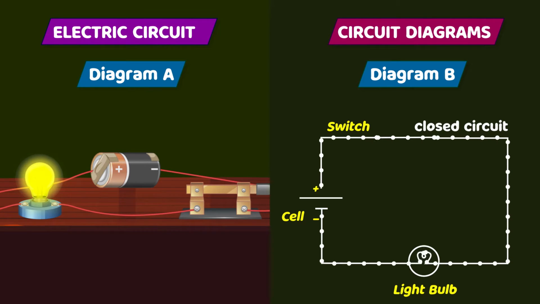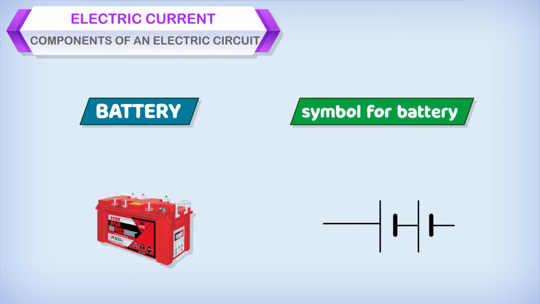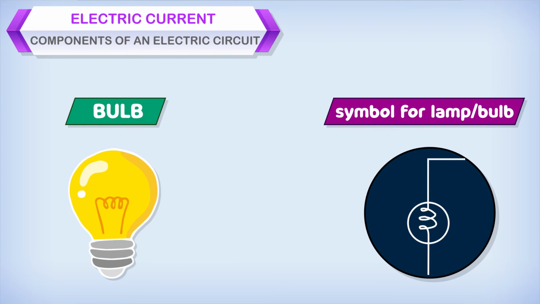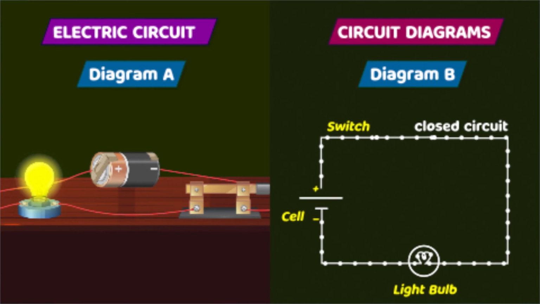When the bulb glows, you would have noticed it becomes warm. This is the effect of electric current passing through the bulb. We shall learn more about this in our next lesson. In today's lesson, we learnt about symbols used to represent components of an electric circuit and the circuit diagrams.